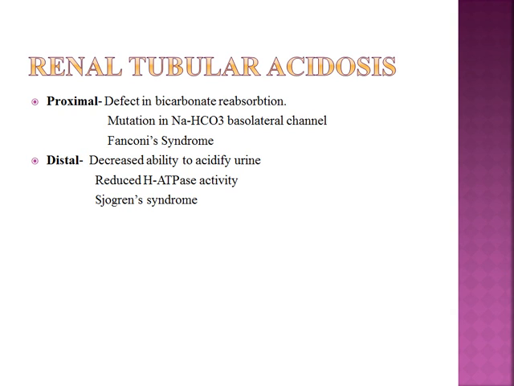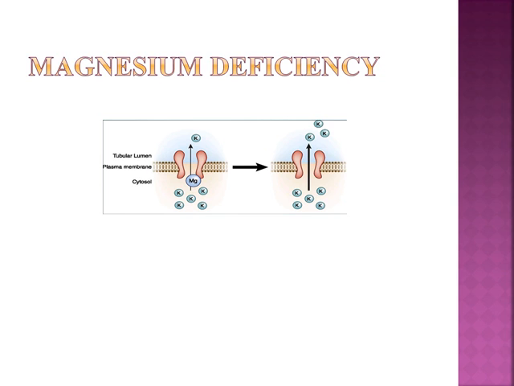It can also be seen with lupus. Lupus can also give rise to type 4 RTA. Diabetes can give rise to type 4 RTA, which is the only type of RTA associated with hyperkalemia.